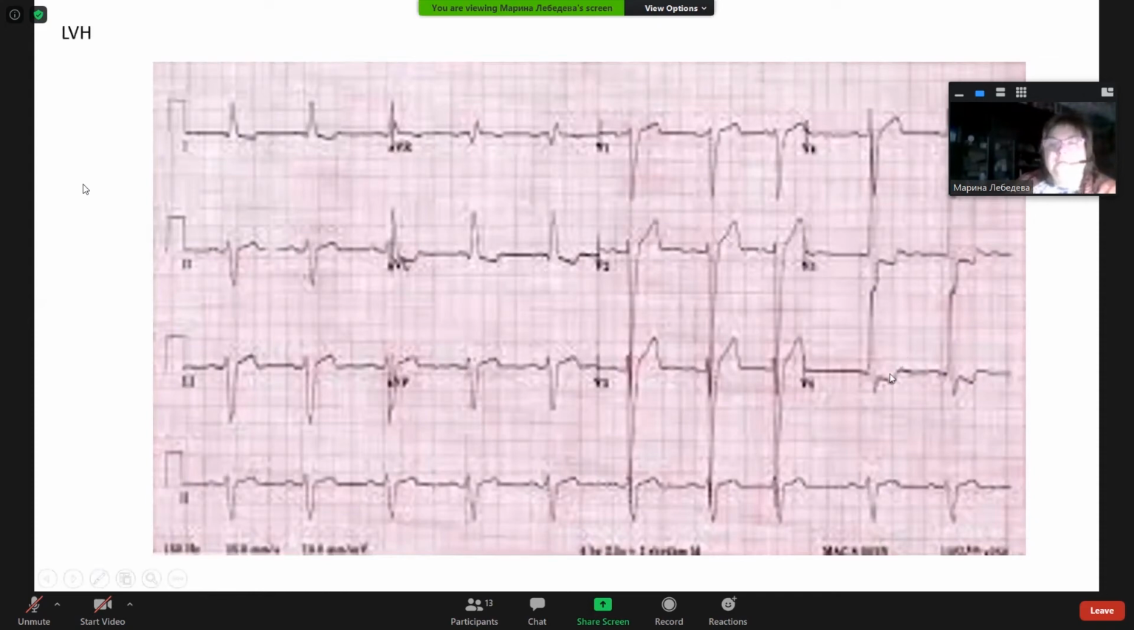Left ventricle hypertrophy with enlargement of R in left chest leads, and deep S in right chest leads. By the way, the quality of the photo is not high, but if you look attentively, you will see that P wave is prolonged here, and it may be hypertrophy of left atrium also.